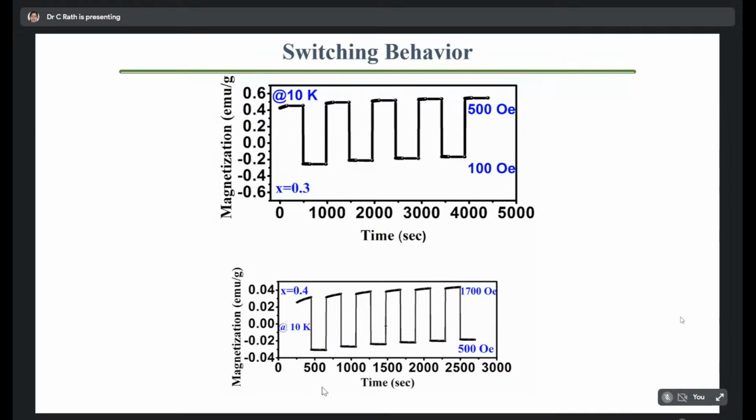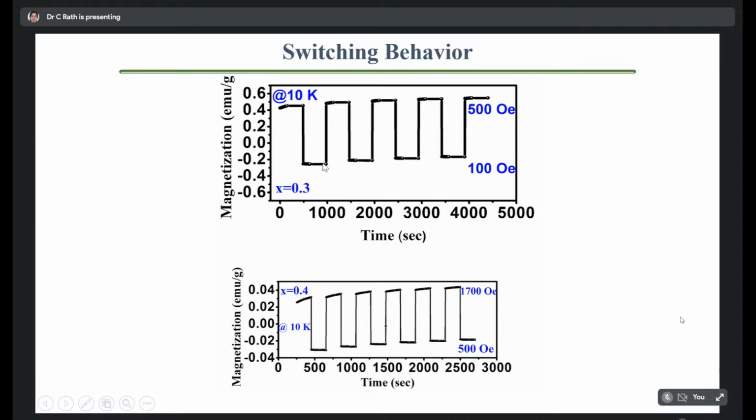It is another feature we observed in this material. What we did here is cool the sample with a magnetic field, suppose 100 Oersted, down to 10 K, and at 10 K we measure for a certain time period, like 1000 seconds. Then immediately, within a fraction of a second, we change the field to 500 Oersted and measure the magnetization for 1000 seconds. So this is just a switching behavior with magnetic field.